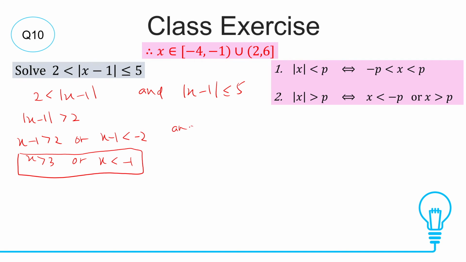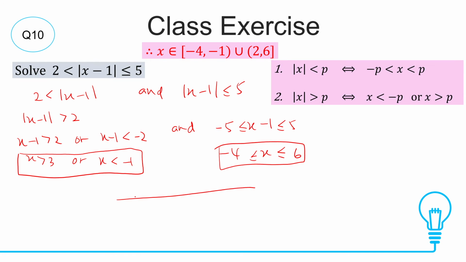And then I have an "and". This one is x minus 1 between 5 and negative 5, so x is less than 6 and greater than negative 4. So I have two different sets of answers. As I said, we see how many friends we have. The smallest is negative 4, second is negative 1, then 3 and 6. From the left hand side, my answer is this one.